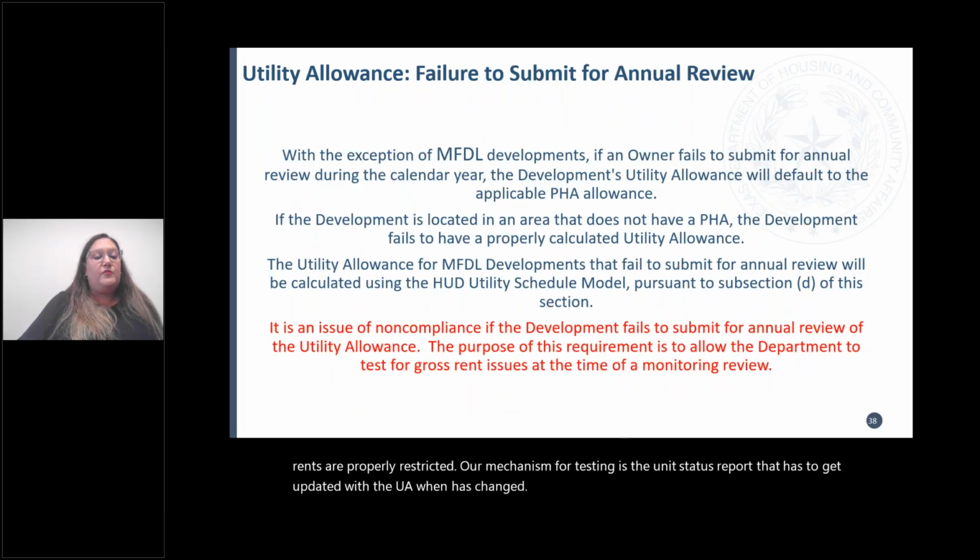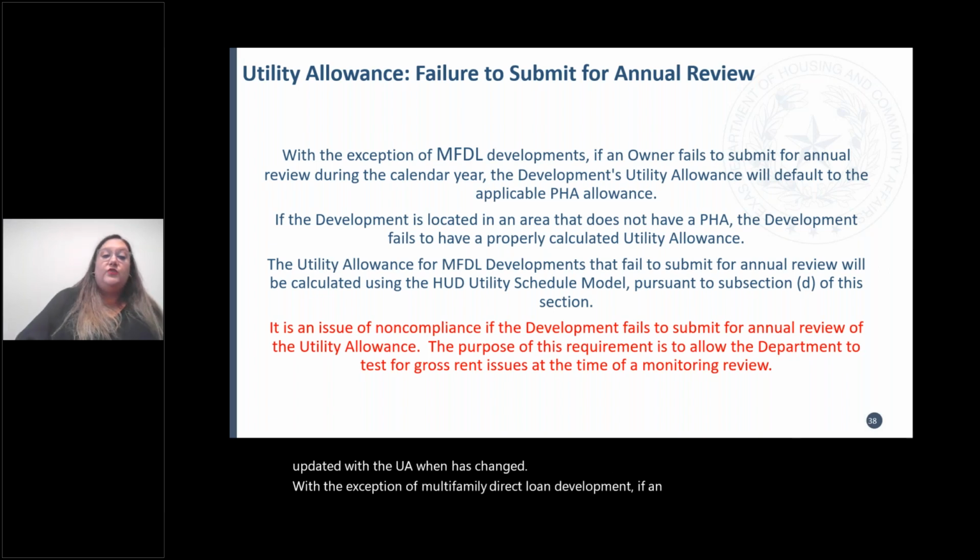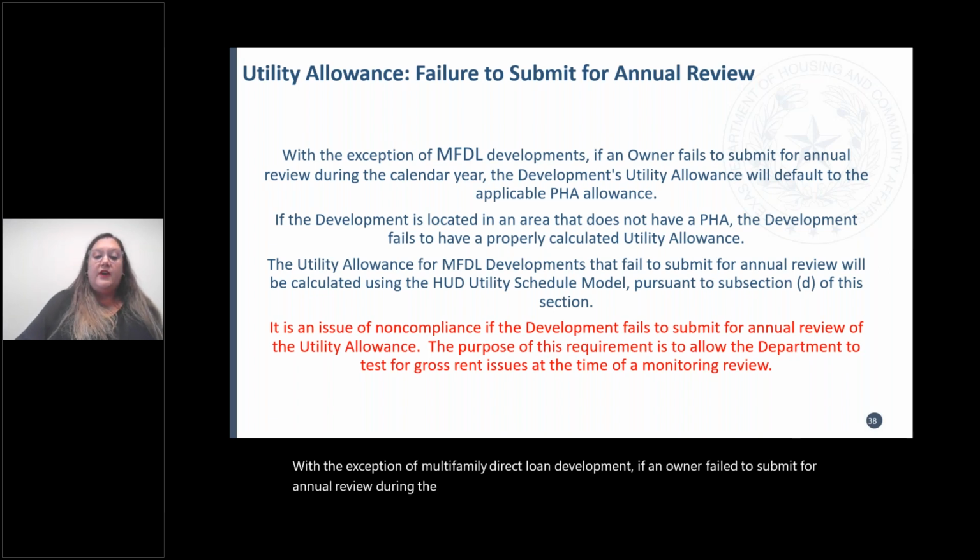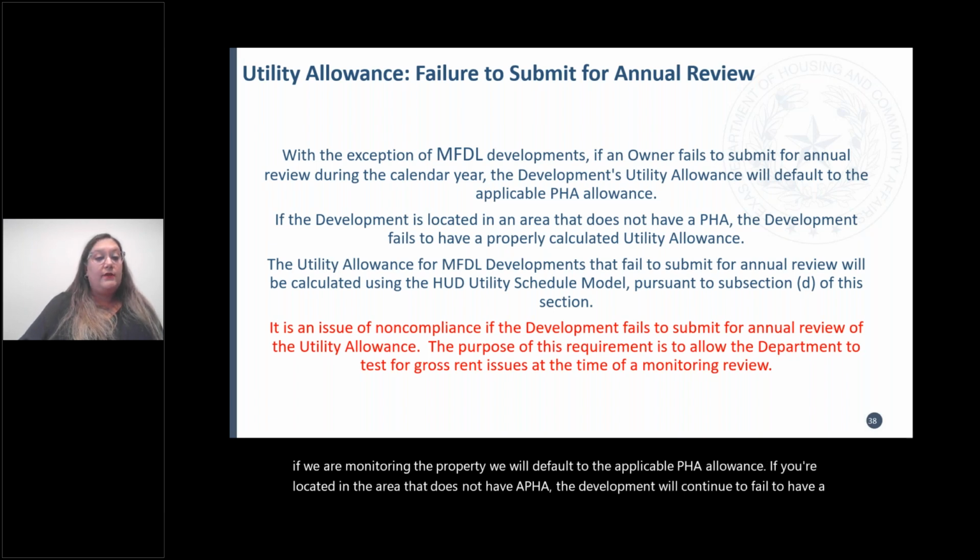With the exception of multifamily direct loan developments, if an owner fails to submit for annual review during the calendar year, there is a utility allowance issue of non-compliance. And if we are monitoring the property, we will default to the applicable PHA allowance. If you're located in an area that does not have a PHA, the development will continue to fail to have a properly calculated utility allowance.